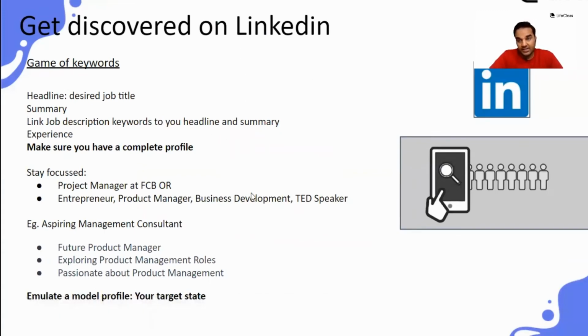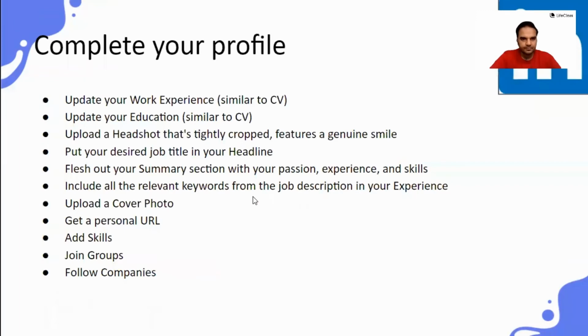Okay, so now that we've covered some techniques of getting discovered on LinkedIn, let's move to the next step, which is emulating a model profile. Everybody has a target state, right? The beautiful thing about LinkedIn is you can spend half an hour, identify 5 to 6 good, solid product management profiles from all over the world, and then pick bits and pieces from all of those in order to make yours as best as possible. Here are some tips, almost like a checklist for you to quickly go through.